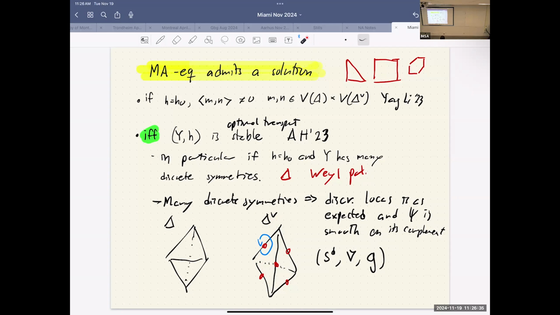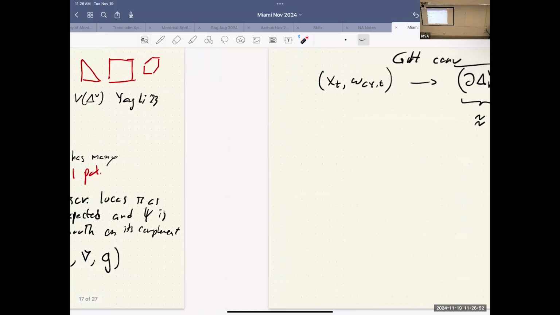So these solutions you get here are really non-explicit, in the same way that the Calabi-Yau metrics are very non-explicit. Can we do something numerical, just to get a feeling about what they look like? Yeah.